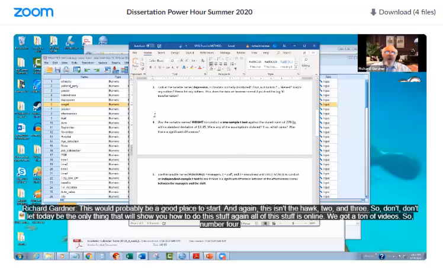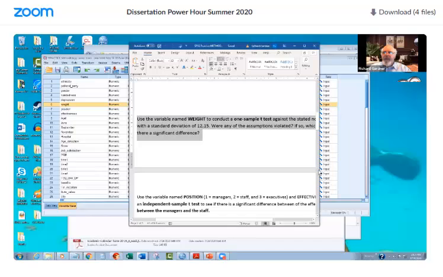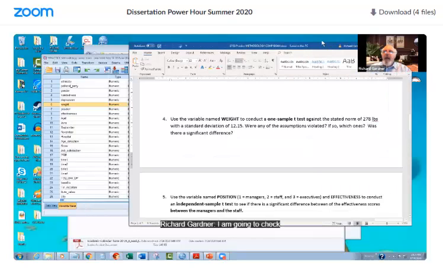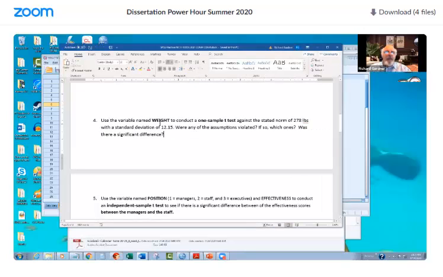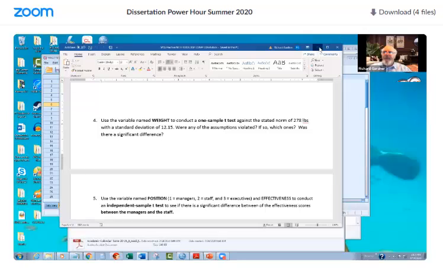So number 4. Make that so you guys can all see it. I am going to check my sample against the stated norm. A stated norm is from the population, okay? The stated norm is 278, average. Standard deviation is 12.15. We're going to check our one sample against 278.